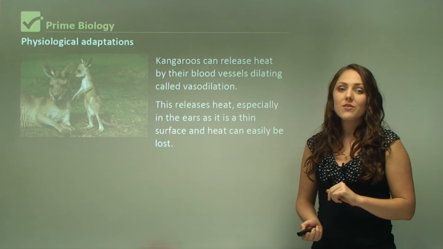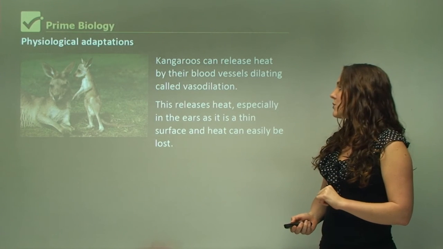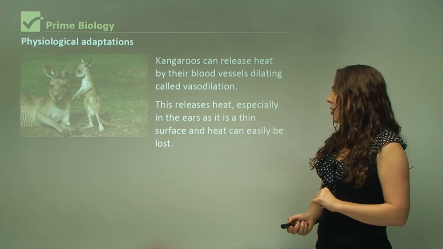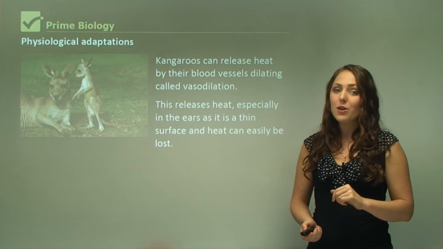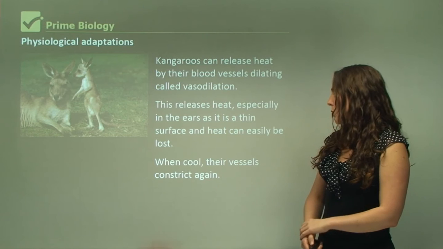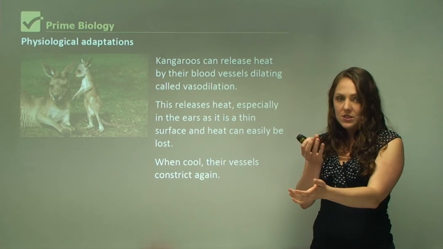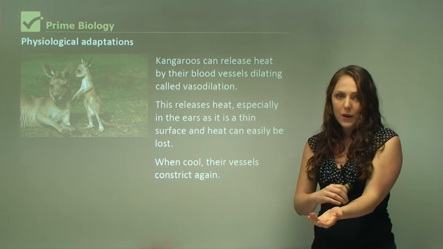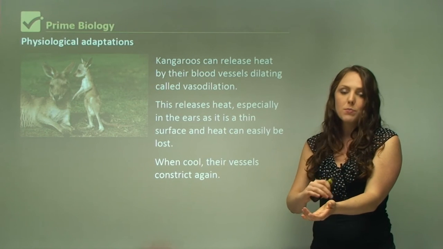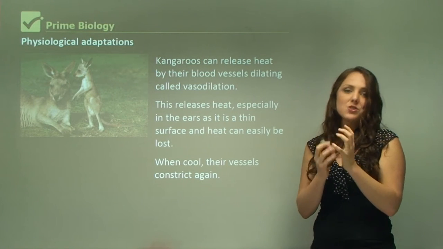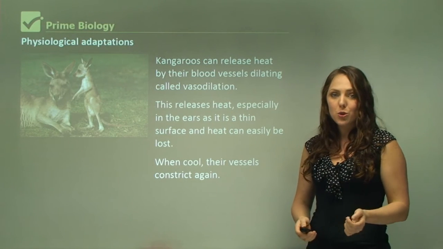This is called vasodilation. So this releases heat, especially in the ears, as it is a thin surface and heat can easily be lost. When cool, their vessels constrict again. So when it is a colder environment, the vessels will actually shrink below and go more into the internal part of their paws and their arms and their ears, and they'll constrict back so that they're not losing too much heat.